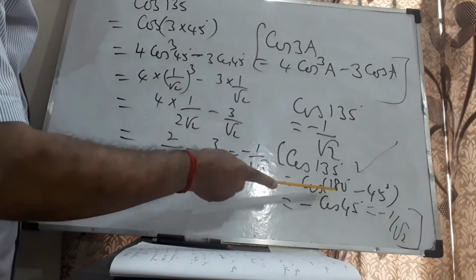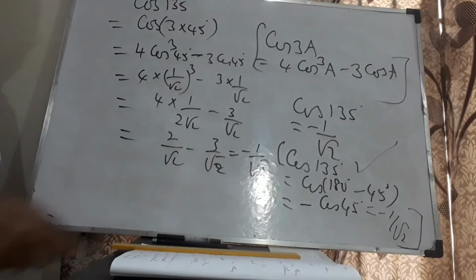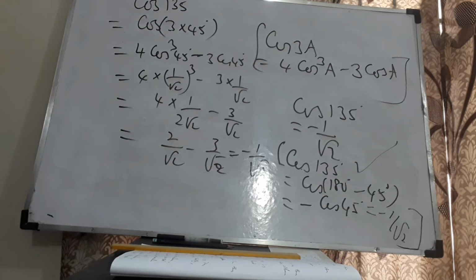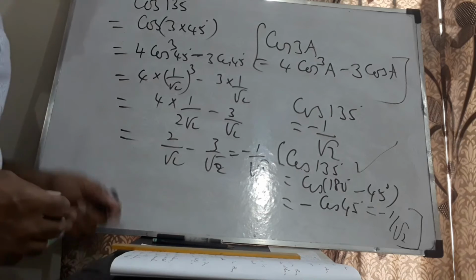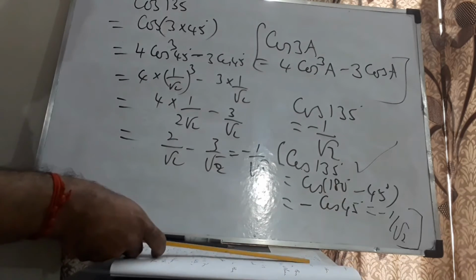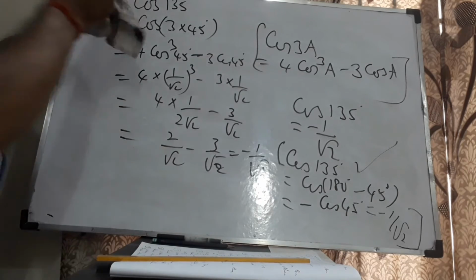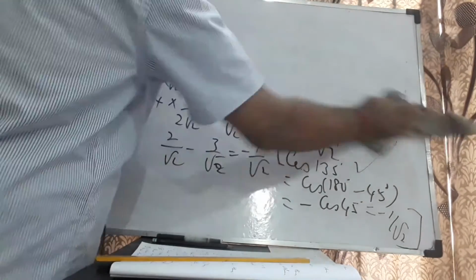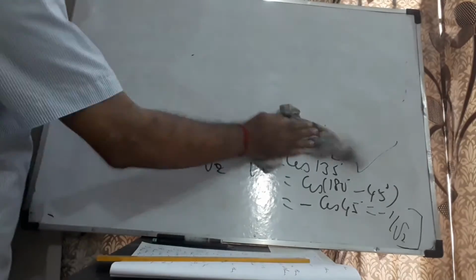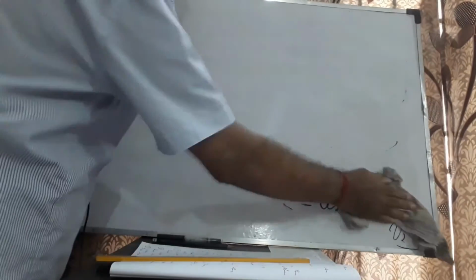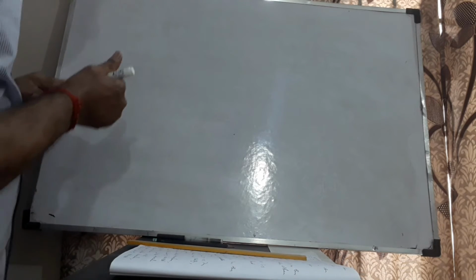Just for verification, I write it as 180 degrees minus 45 degrees. Cos 180 degrees minus theta is nothing but minus cos theta, and being an angle in the second quadrant, cosine is negative. And minus cos 45 is nothing but minus 1 by root 2. This is just a verification of whether your answer is correct or wrong. What I did last was just a verification, using a multiple angle formula to get the value of cos 135 degrees.